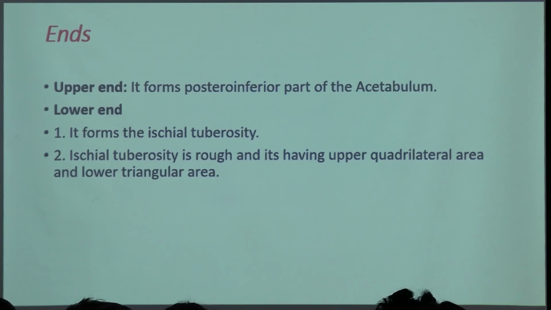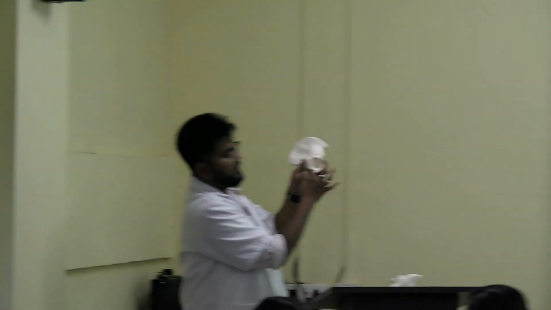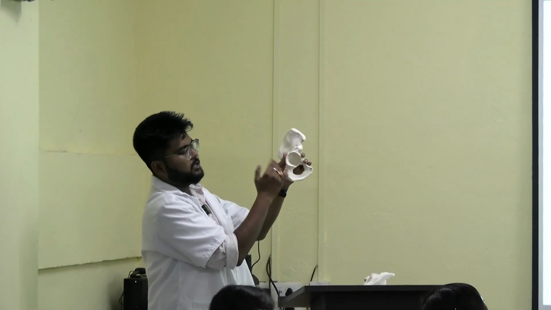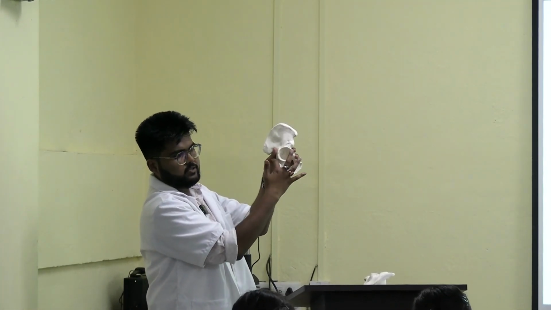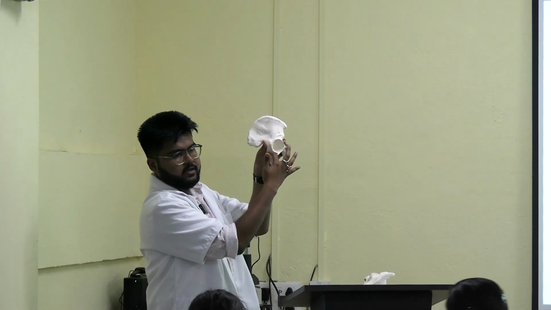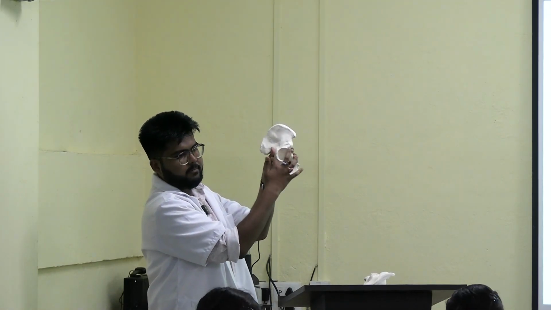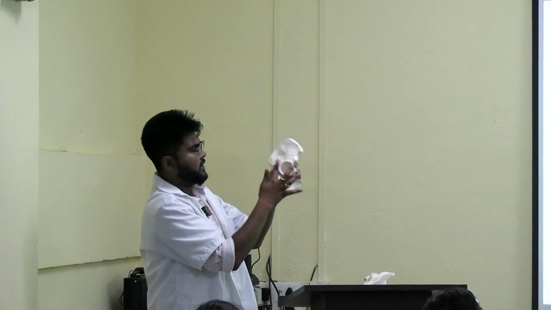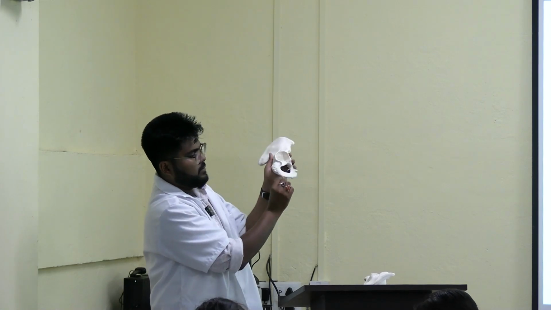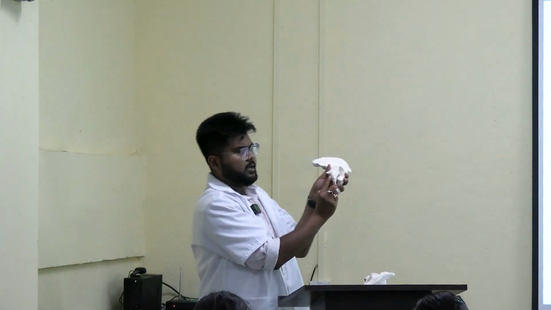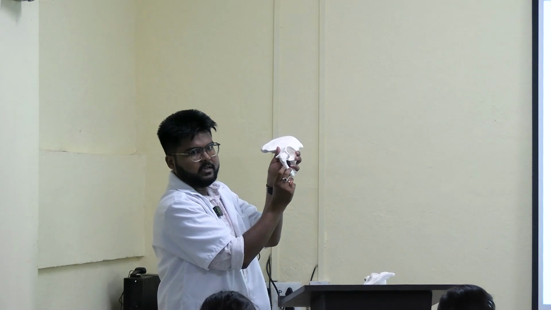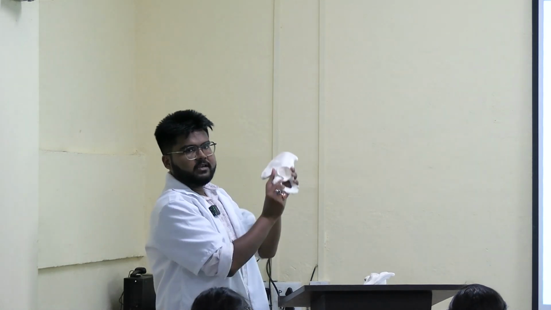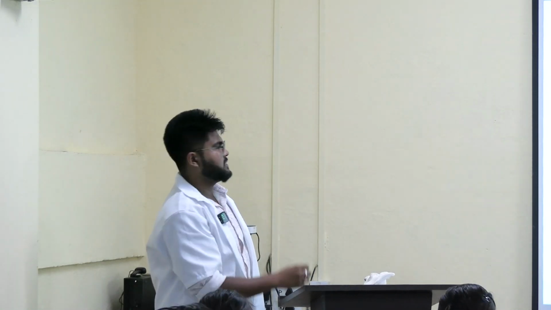See, first is the upper end. This upper end is present posterior-inferior to the acetabulum. So this part is called the upper end. And in the lower end it forms one tuberosity. This is called the ischial tuberosity. In the ischial tuberosity, four important muscles are attached.